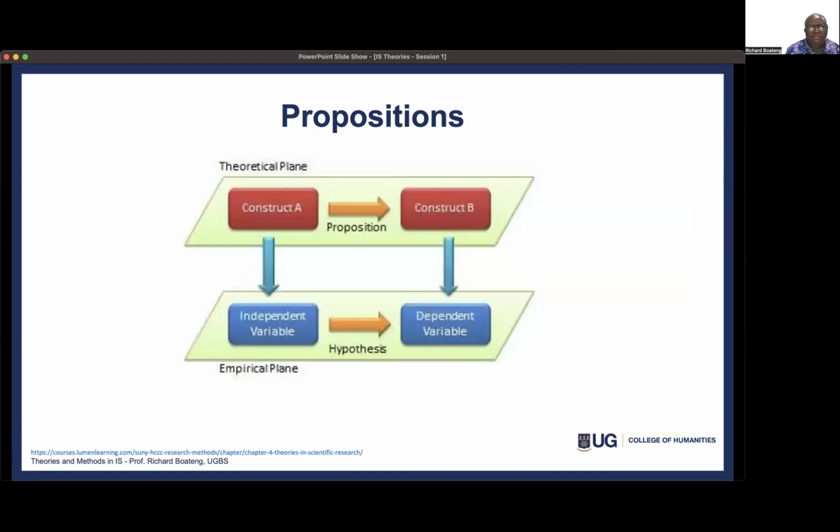Now, at the theoretical plane, we have construct A and then construct B. And then you have the independent variable going to the dependent variable. Okay. So we are here where we have the independent variable. We are trying to get more momentum before we go and explain or even launch the whole initiative.